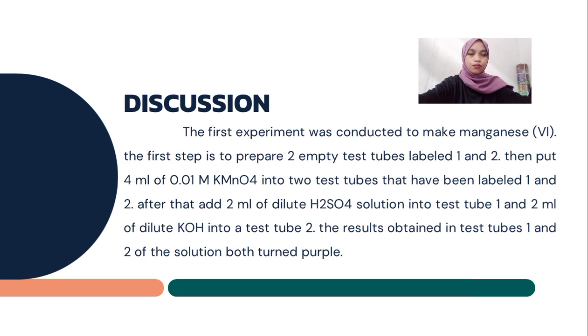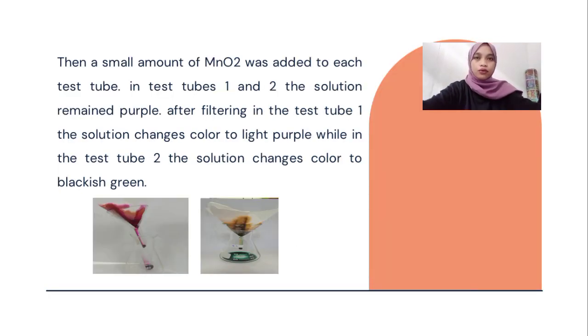test tube 2. The result obtained in test tubes 1 and 2 was that the solution in both turned purple. Then a small amount of MnO2 was added to each test tube. In test tubes 1 and 2, the solution remained purple. After filtering, in test tube 1 the solution changed color to light purple, while in test tube 2 the solution changed to blackish green.